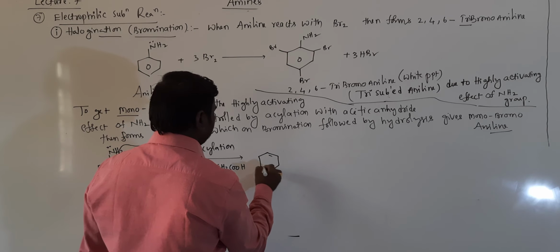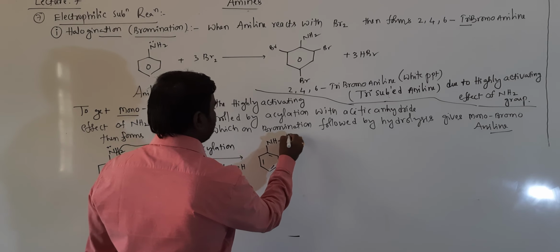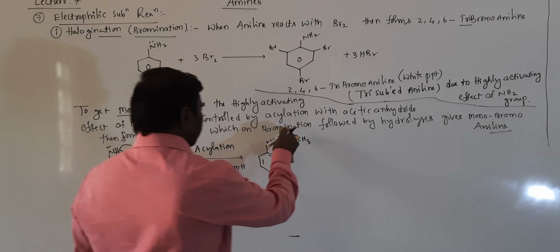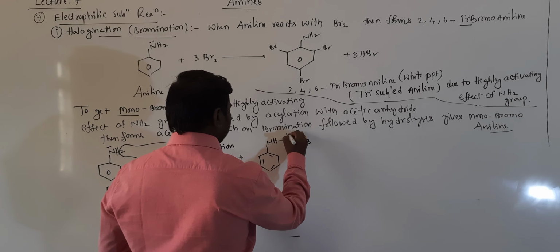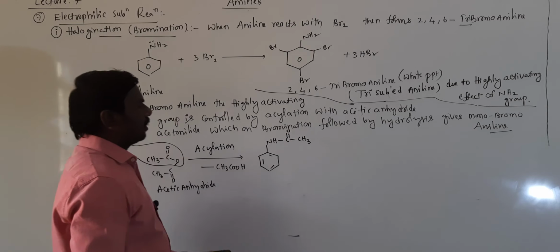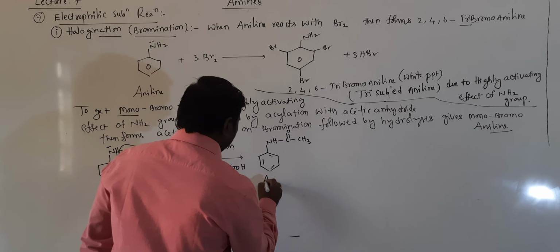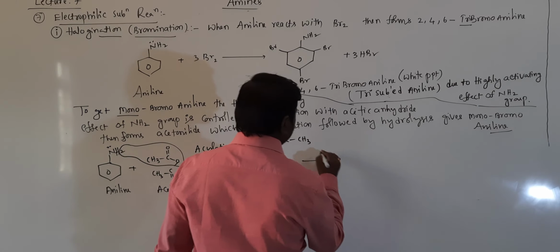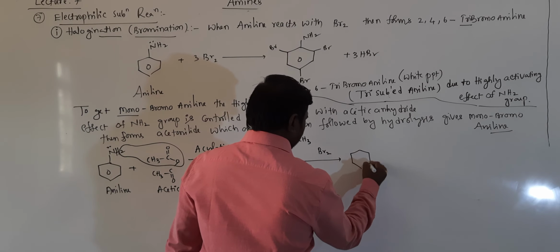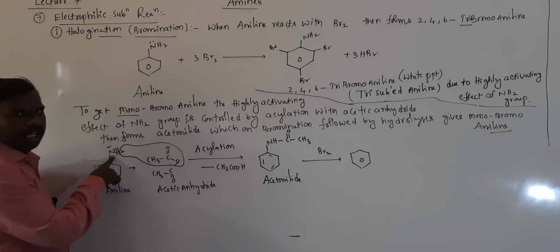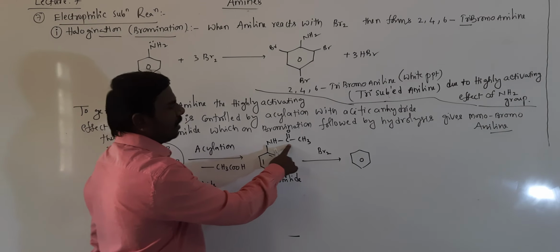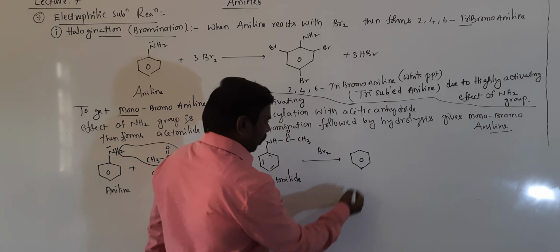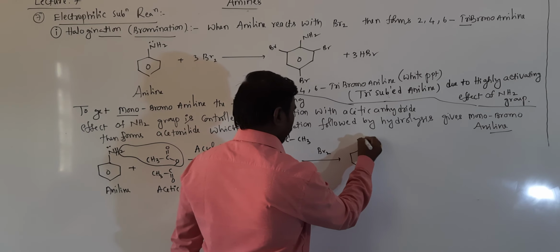Then give rise to, yes, it is NHCOCH3. It is NHCOCH3. It is right. NHCOCH3. This is called acetanilide, which on bromination gives, okay, NH2 is a highly activating group. That's why it is converted into NHCOCH3. Then it is less activating, NHCOCH3. Only at para position bromine is attached.